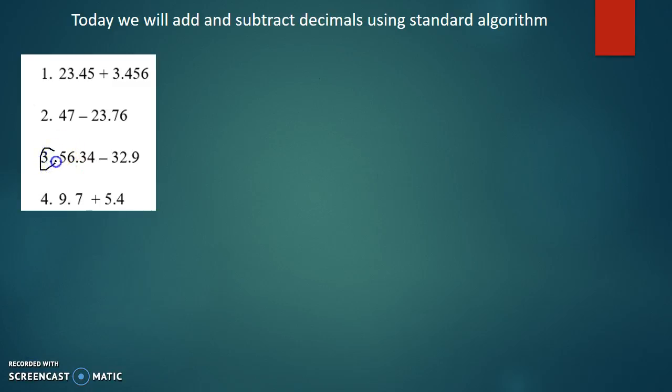Alright, number 3. I have 56 and 34 hundredths minus 32 and 9 tenths. So I put my 56 and 34 hundredths, minus 32 and 9 tenths. Again, I do not have the same number of digits behind my decimal point. My first number has 2, the next one has 1. So I need to put a placeholder. The placeholder is 0, which shows the equivalency. So 4 minus 0 is 4.